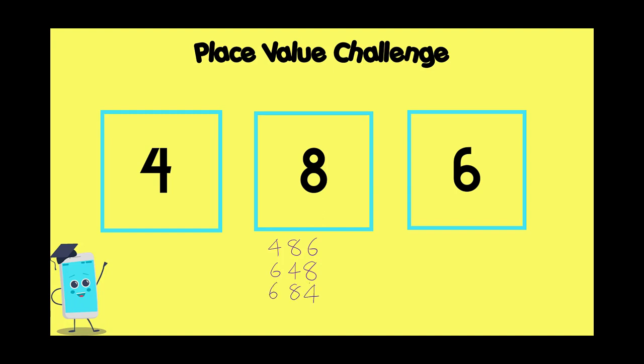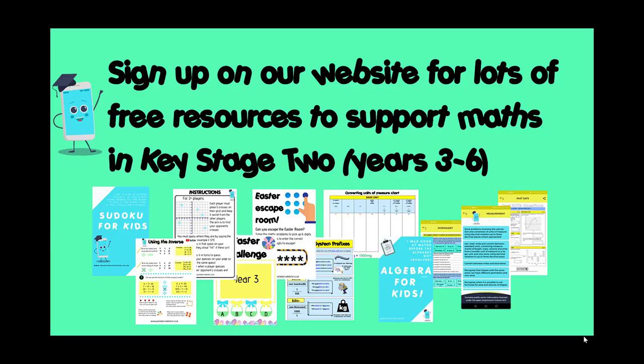I could do 684. I can play around with those digits. I can put them in different orders to make different numbers. How many different numbers can you make using those 3 digits? And can you find the biggest possible number and the smallest possible number? And I'd really like it if you could also write down how you definitely know for sure that you found the smallest and the biggest number. So have a go with the 3 digits which are on your worksheet. And that's the end of all of our activities.